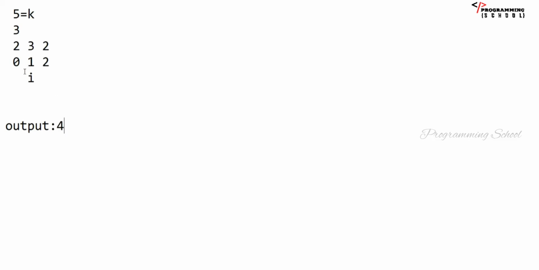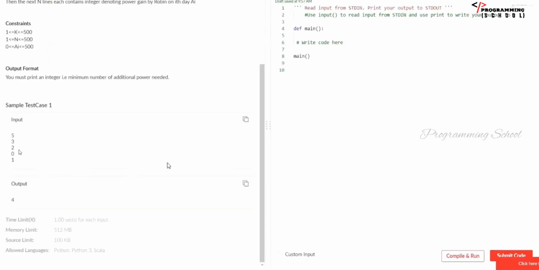Yes, I reached the last but one position. If I go for this one, there is no I plus 1 value, right? That's why I have to stop at this position only. The required minimum value is going to be 4. That is the output, so the output is 4 here. For this, I am going to write the code here.